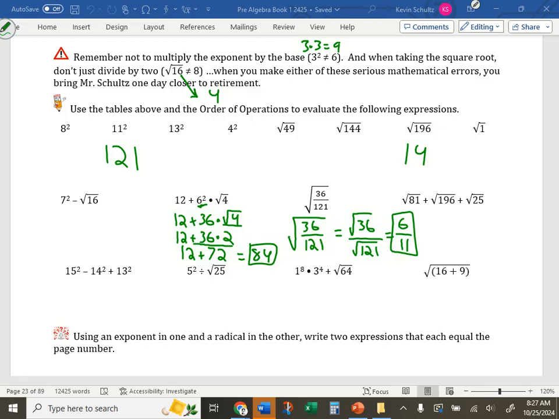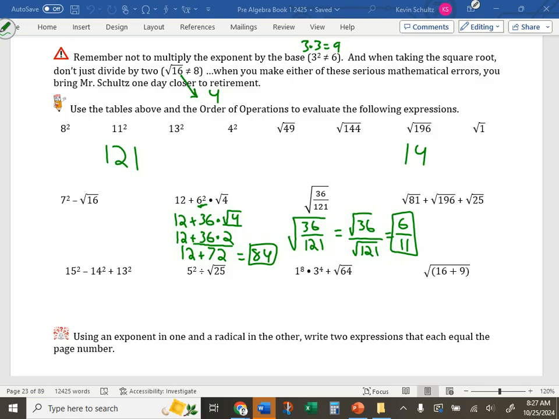Yeah. Okay, your assignment for Monday is the rest of the page. We'll do one more together in the spirit of Christmas. Which one would you like to do? The last row, the third one. Third one, last row: 1 to the 8th times 3 to the 4th plus the root of 64.